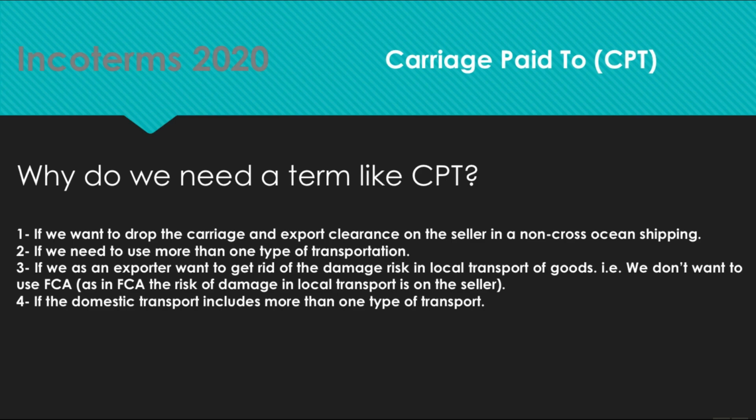Imagine that we want to deliver the goods to the buyer after unloading and doing the local transport in a customs house located in the center of a country and away from the harbor or the airport. In this case, because we may have an ocean shipment, then a road transport, and we have two types of transport, we need to use CPT. Or if we want to use the air shipment and then from the airport we need to do the local transport to a place or to a customs house, in this case also we use CPT.